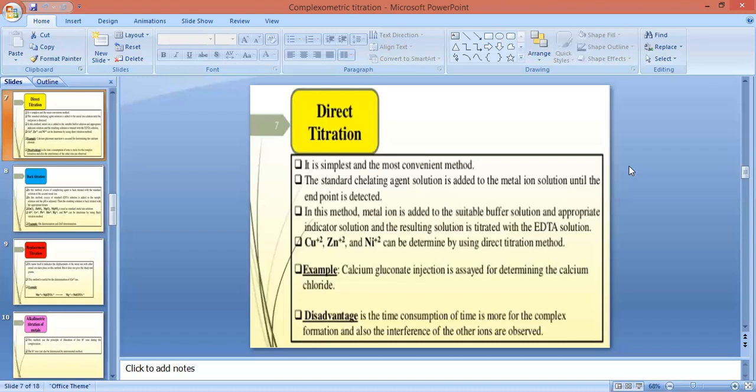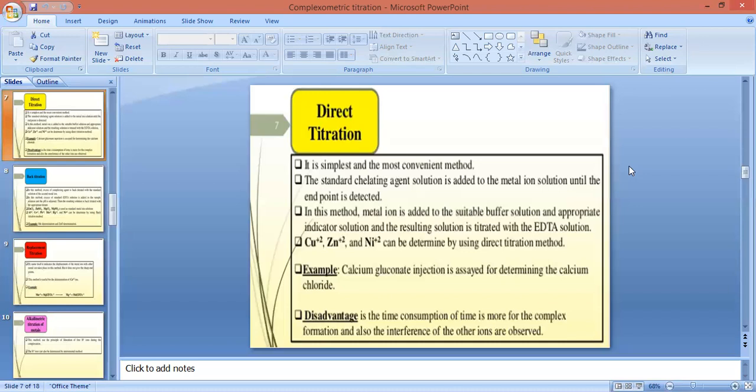The advantage is that it is simpler and convenient. We just have to prepare an aqueous solution of the metal ion, maintain the pH at 10, and add the indicator. This will be the contents in the conical flask, and then we are going to add standard solution from the burette to the contents in the conical flask.